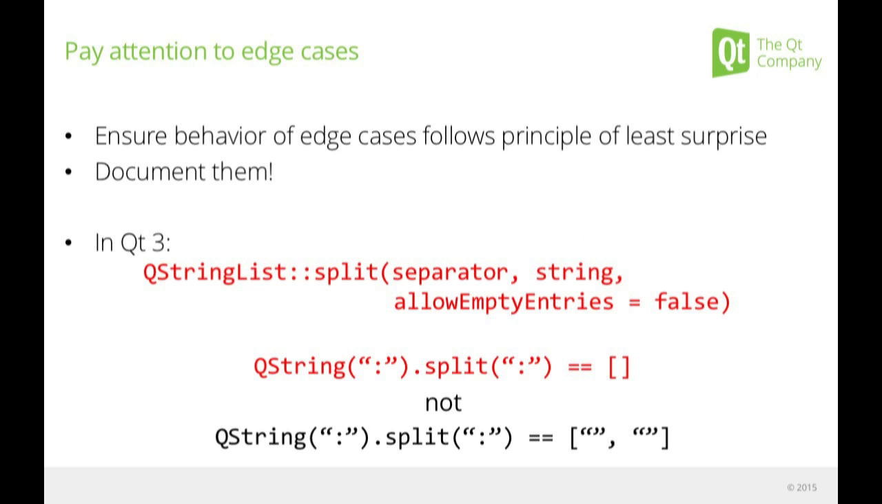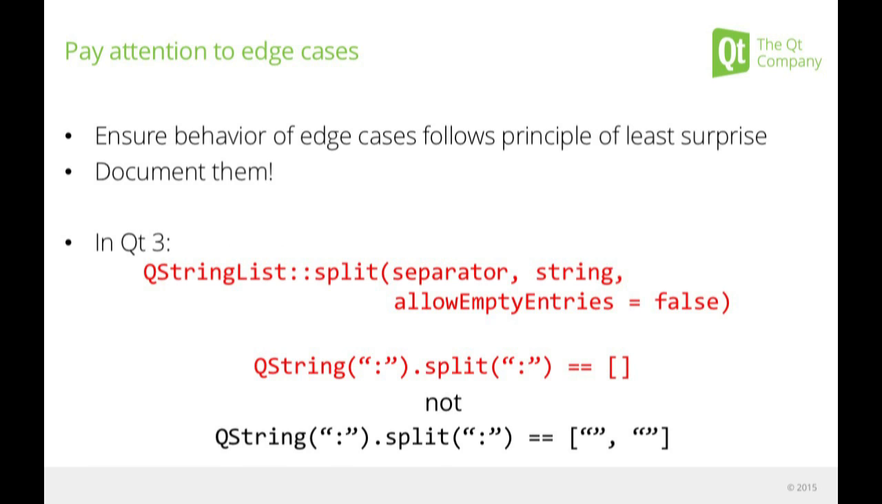You should also pay attention to edge cases and corner cases. They should follow really a principle of least surprise. Also here it's about what you would intuitively expect. But also make sure that you document them. We had one example here in Qt3. We had a QStringList split method. Actually QString split, sorry, I mistyped there. Where you put in a separator, or no, actually this was a static method in QStringList. And then you put in the string that you wanted to split up, and it had allow empty entries equals false as a default.